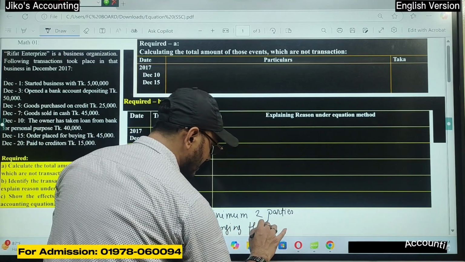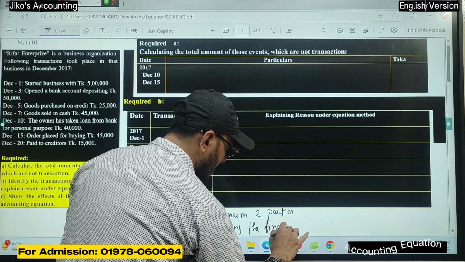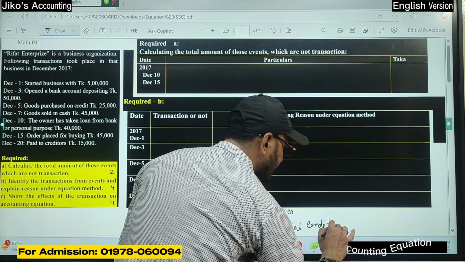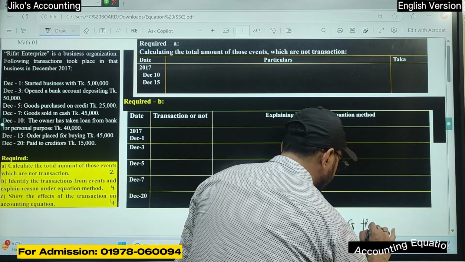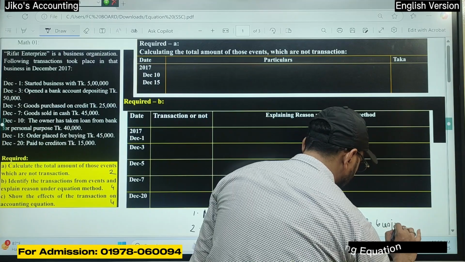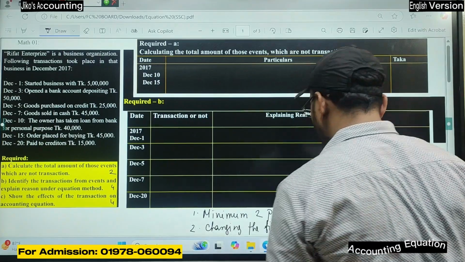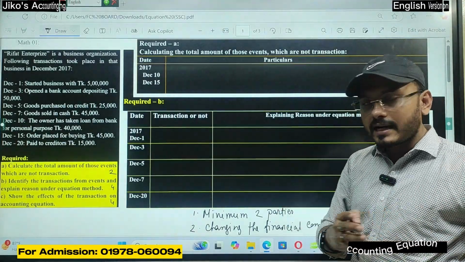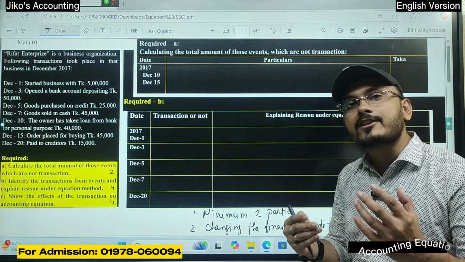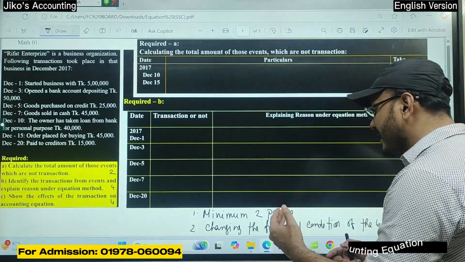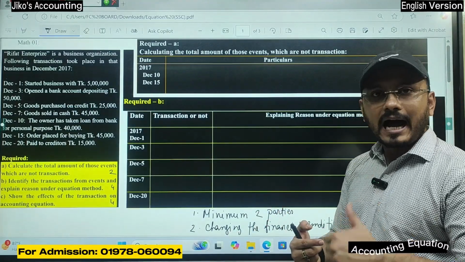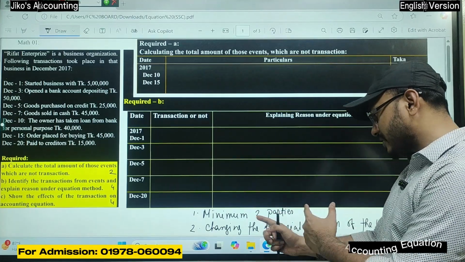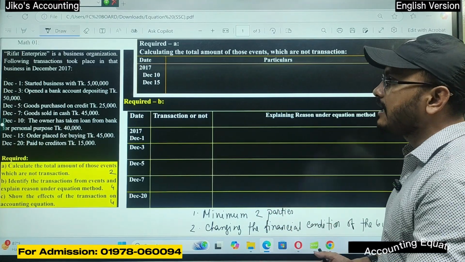Changing the financial condition of the business. We always record the transactions of the business, not the owners. That's why you always have to think from the business side. If any cash flow, inflow or outflow, anything happens in the business, that should be considered as changing the financial condition of the business.